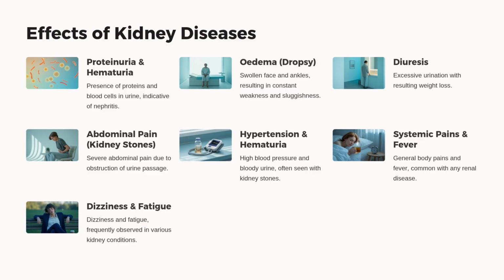4. Abdominal pain, kidney stones. Severe abdominal pain due to obstruction of urine passage. 5. Hypertension and hematuria. High blood pressure and bloody urine, often seen with kidney stones. 6. Systemic pains and fever. General body pains and fever, common with any renal disease. 7. Dizziness and fatigue. Dizziness and fatigue, frequently observed in various kidney conditions.